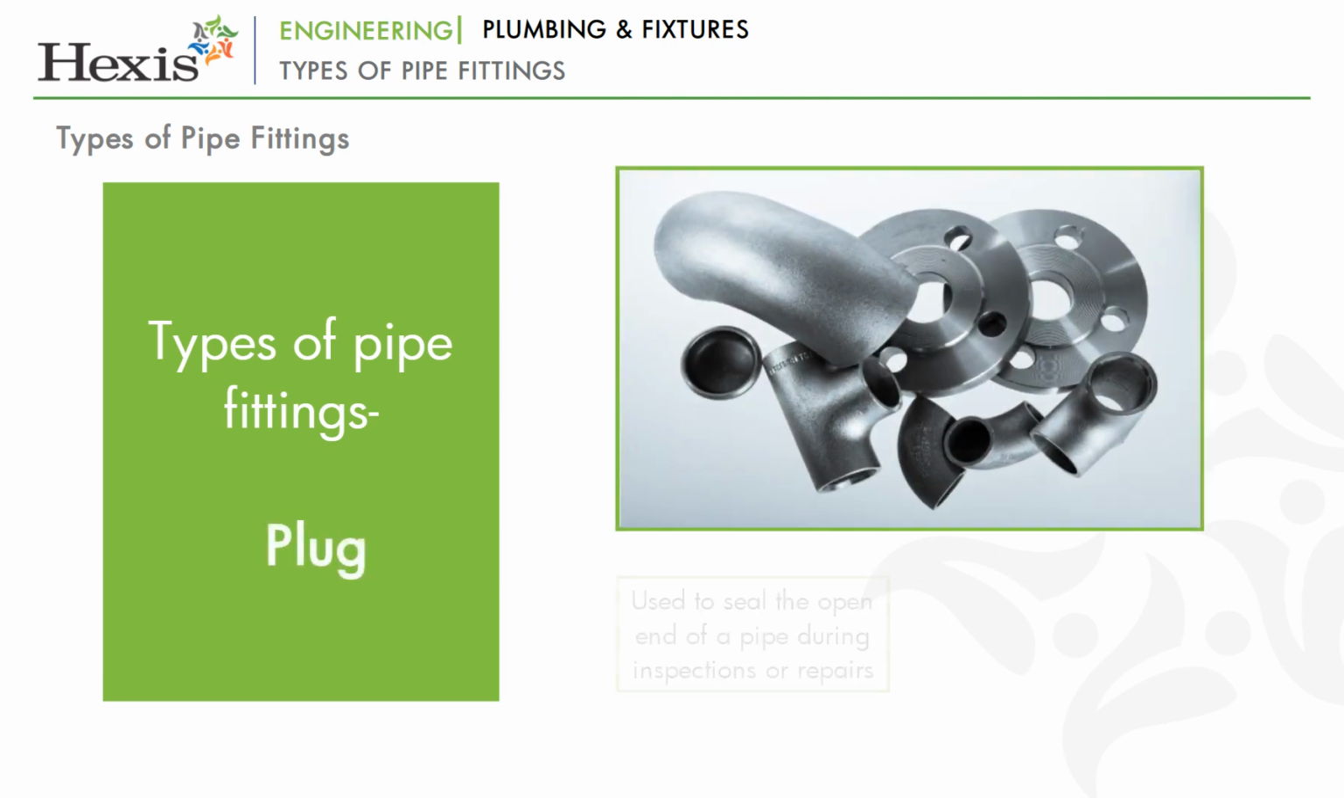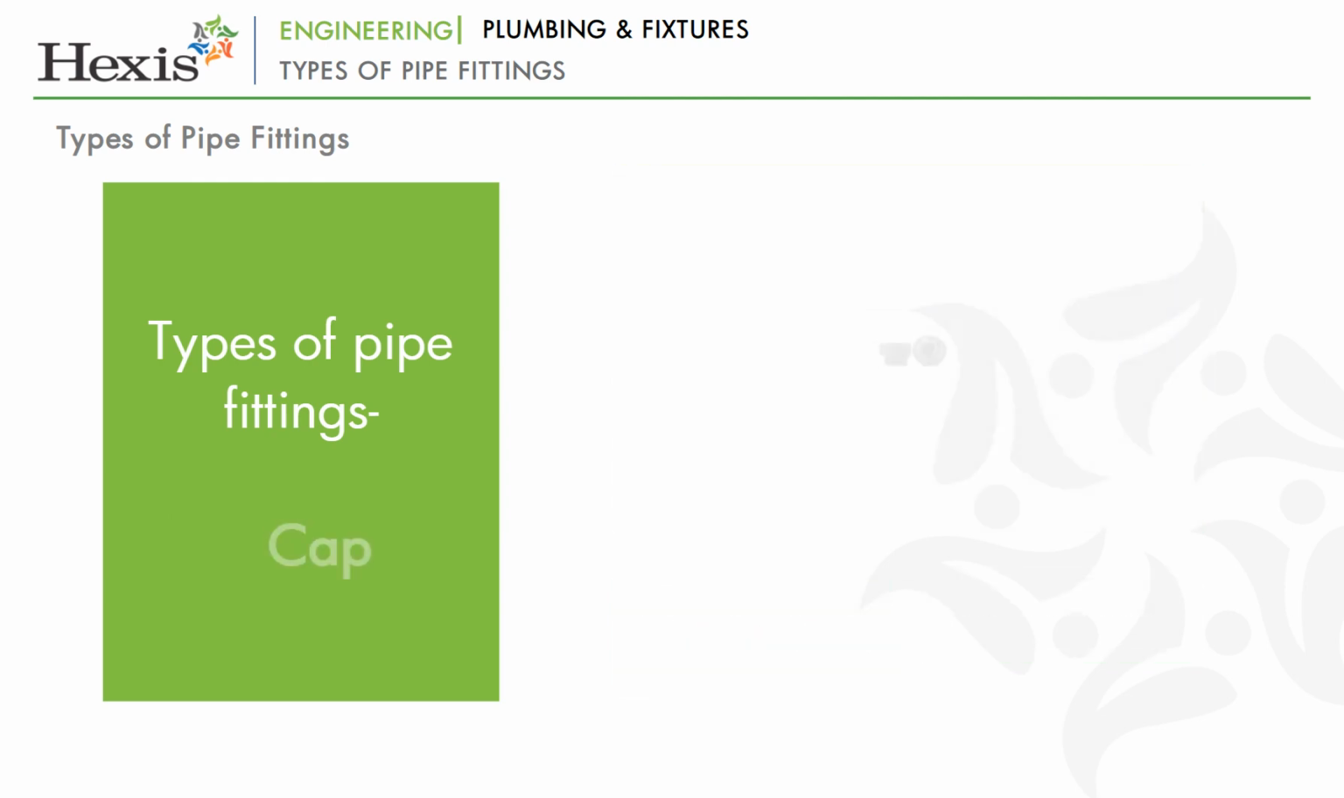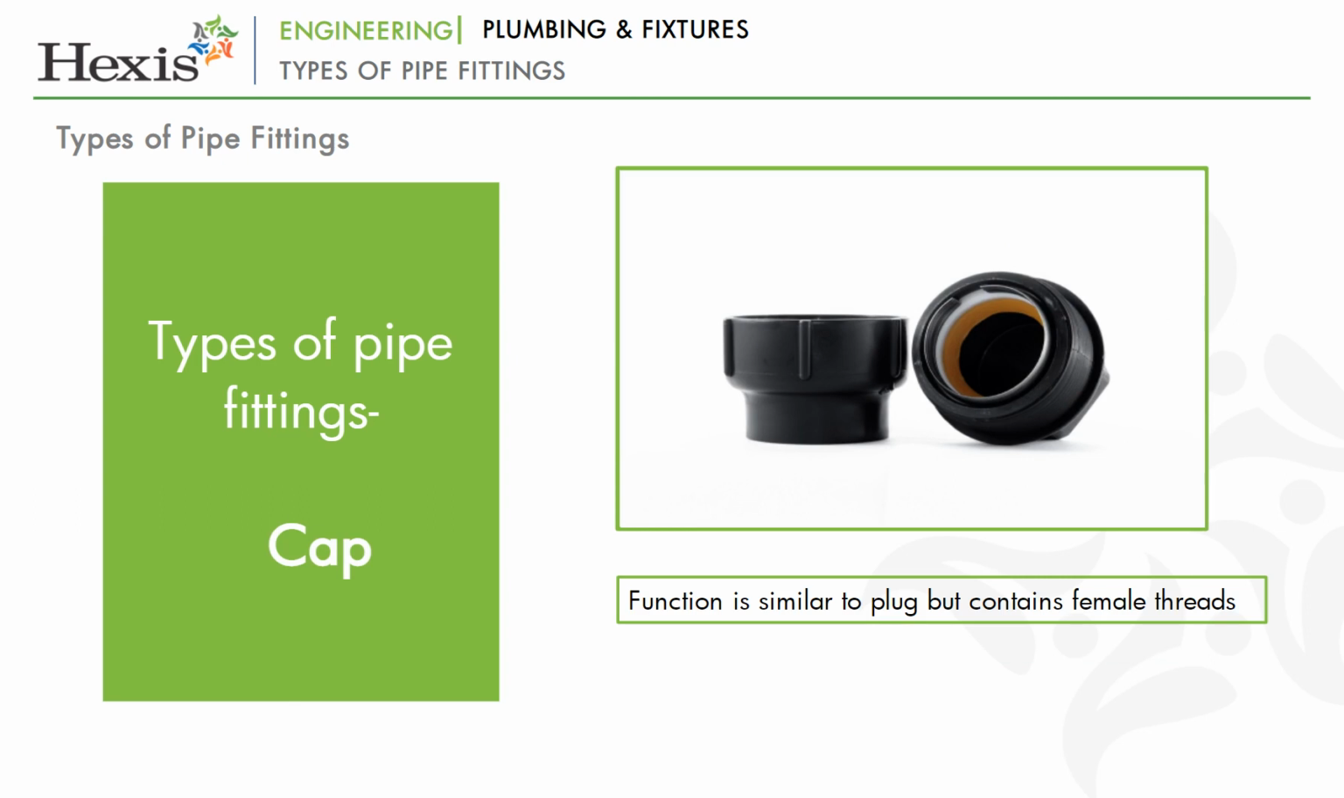Plugs are generally used to seal the open end of a pipe during inspections or repairs. These contain male threads. A cap is also a type of plug and functions in the same manner as a plug, except that the cap contains female threads and is available in different materials like rubber, copper, steel, plastic, etc.